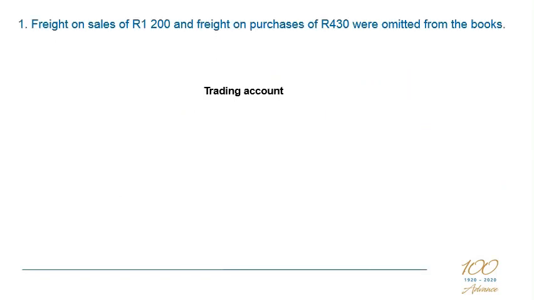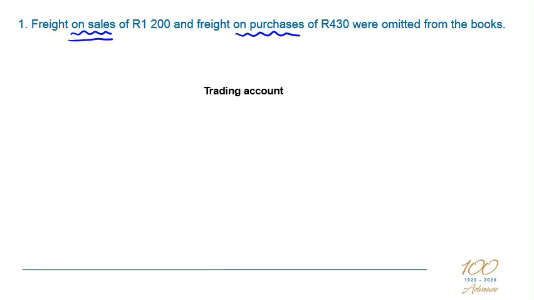We're now going to take a look at each of the adjusting entries, and we're going to include them in the trading account. Good. So in number 1, they tell us freight on sales of 1,200 and freight on purchases of 430 were omitted from the books. So this is transfer fees either from the supplier to your premises, so that would be from purchases, or from your premises to the client, which would be the freight on sales.